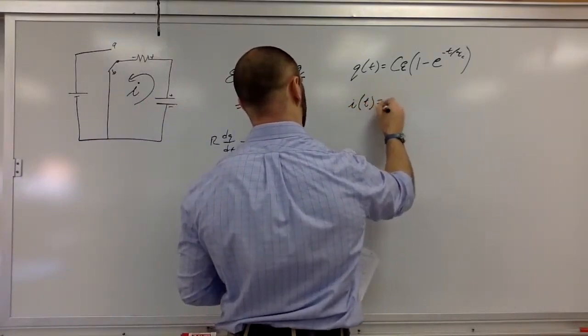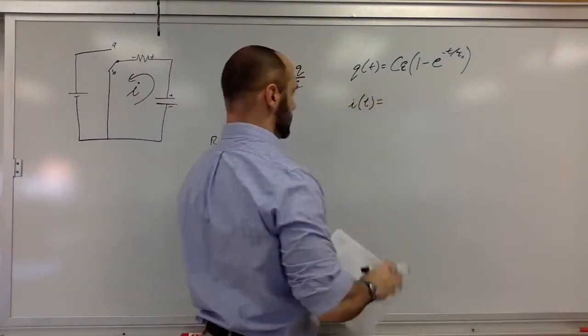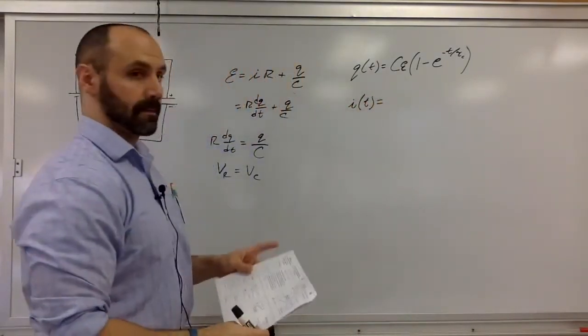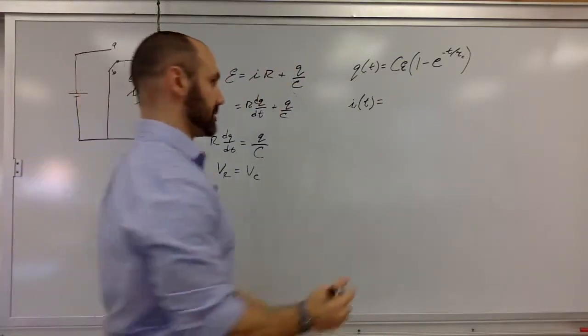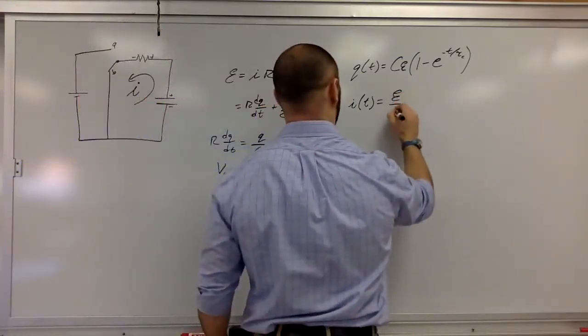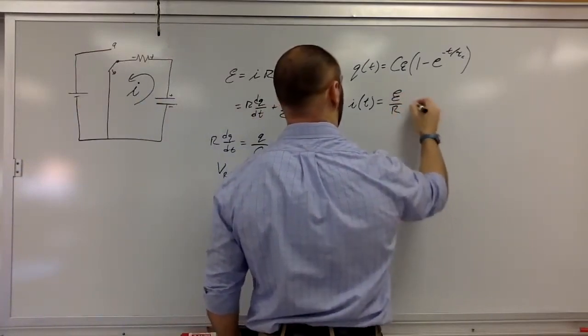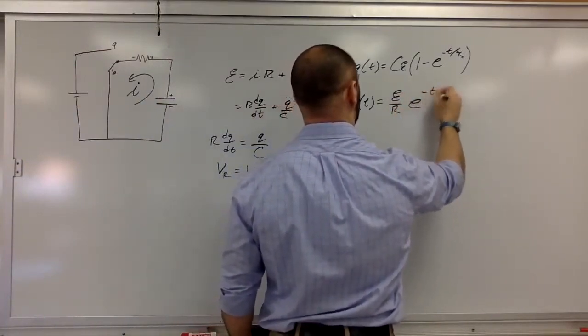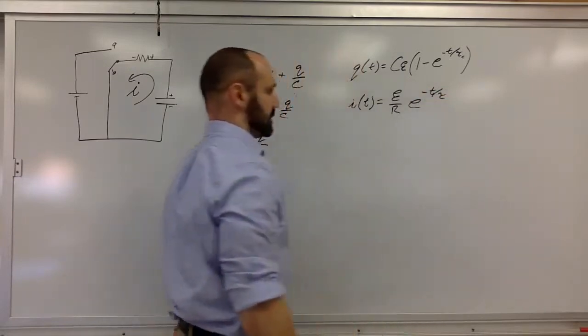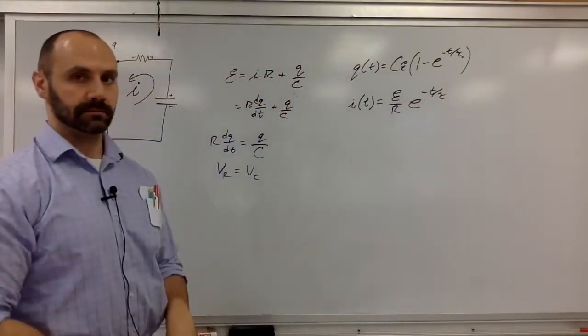I is a function of time. The current is a function of time. The initial maximum current is just going to be the EMF divided by the resistance. Right? EMF divided by the resistance. And then this one is decreasing, so that's times e to the negative t over tau.